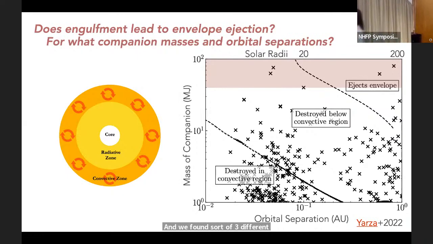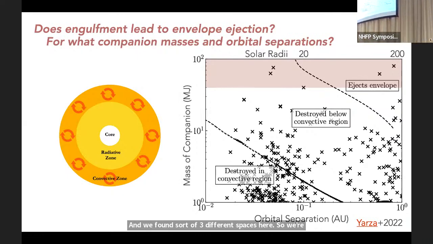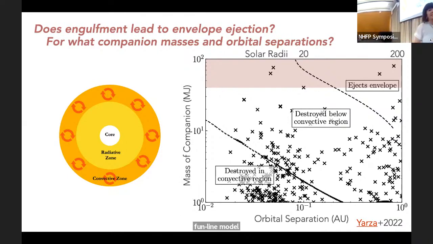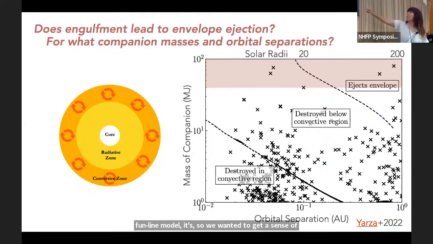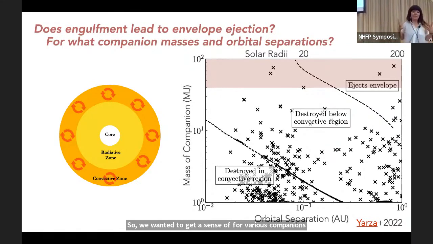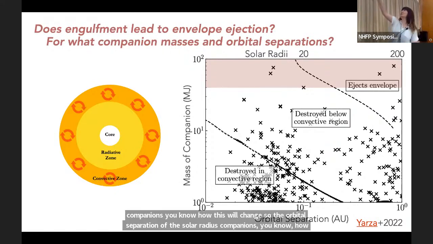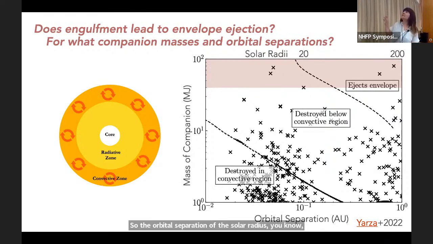So if we're thinking about a typical star, this is like a solar model that's sort of giving you the scale of what the convective zone would be, the radiative zone. We wanted to get a sense of how this will change for various companions. So the orbital separation in solar radii is now probing that evolutionary state, that change of internal structure. And what we found was you have to be pretty massive and pretty distant around a pretty large star to eject the envelope. It's actually quite difficult to do.